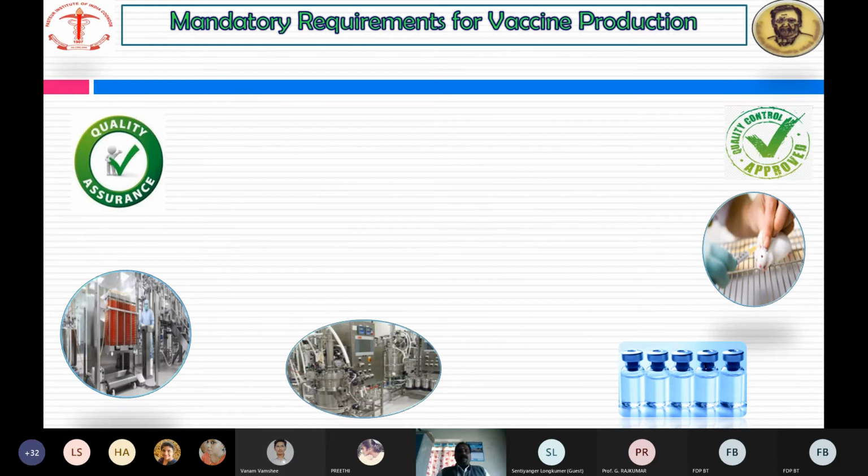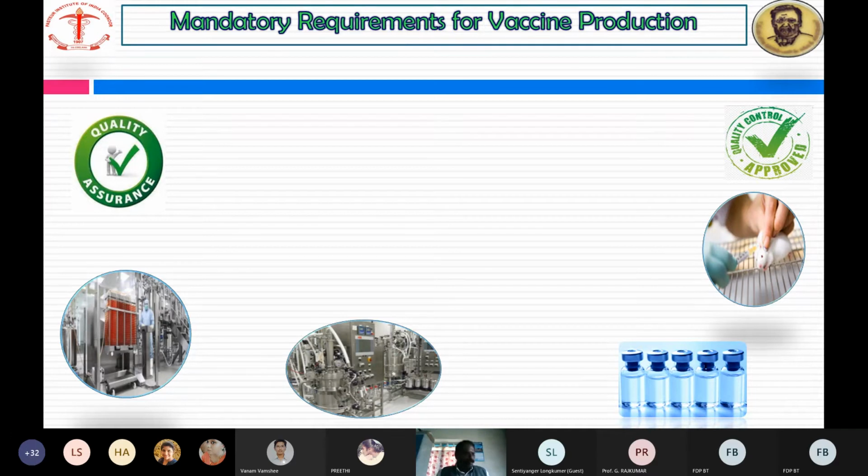Okay. So mandatory. You can see what the mandatory requirements are for vaccine production. You can see some of the pictures. One is quality assurance, one is quality control and animal testing, and the production is here. One is production, another one is processing. Next is the vaccine fields. So these are the things.